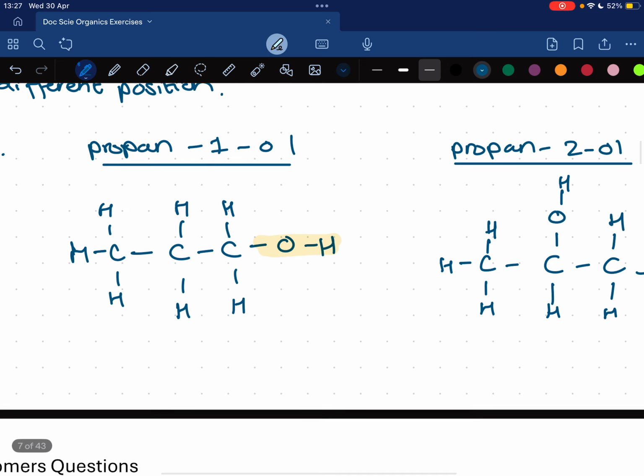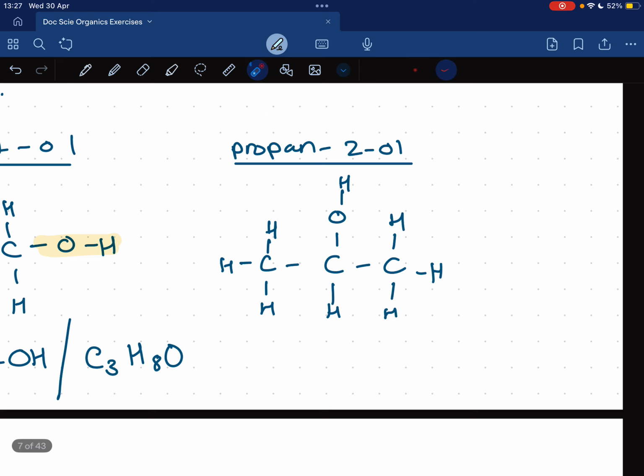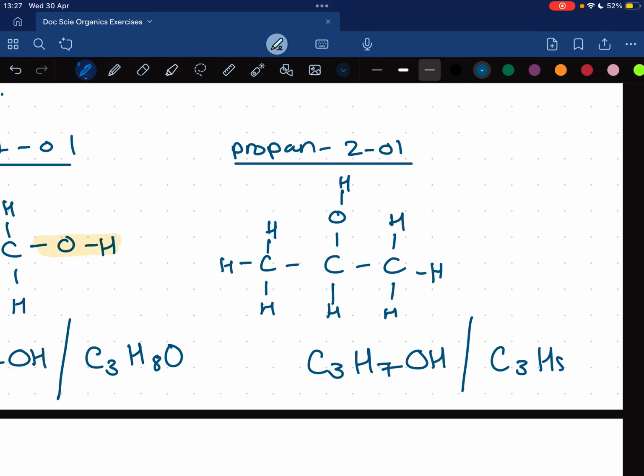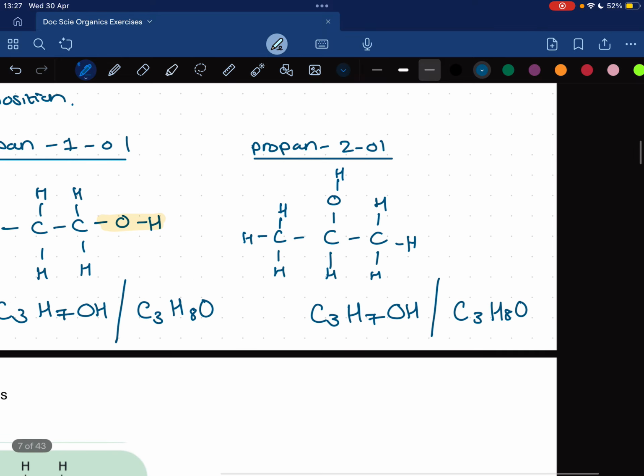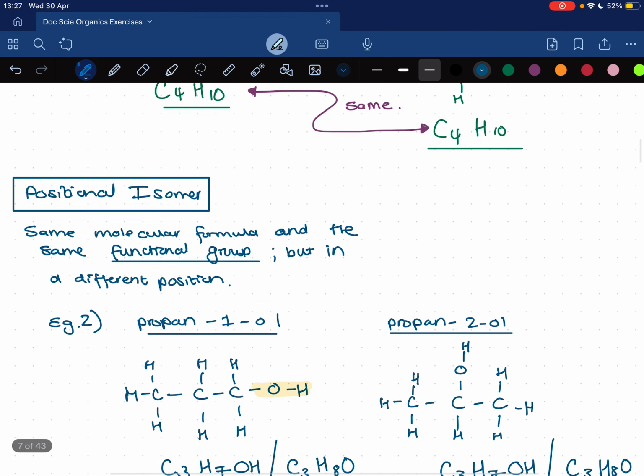Okay, and let's double check. We have 1, 2, 3 carbons, 1, 2, 3, 4, 5, 6, 7 H's, and then you can end it in OH, or you can have C3H8O. And then I can see this one is 1, 2, 3 carbons, 1, 2, 3, 4, 5, 6, 7 hydrogens, and that OH group, or you can say again C3H8O. Okay, so that would be examples of positional isomers.